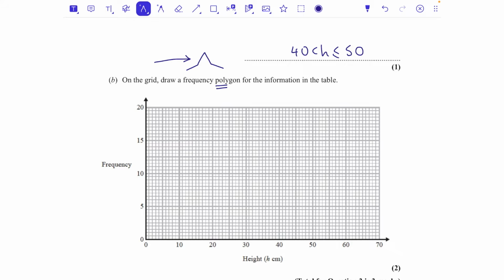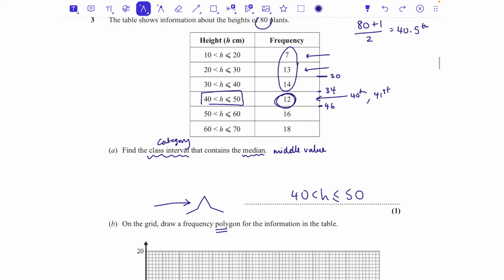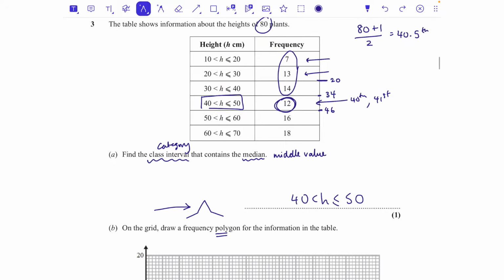And never join it to the origin. She's in the middle of the ocean, so it's going to make like a little floating shark fin in the middle there, and also we go in the middle of the category. Just helps you to remember some little things that in the exam might be helpful. So here we go, we're going to go in the middle of the category. If the category is 10 to 20, we're plotting at 15.